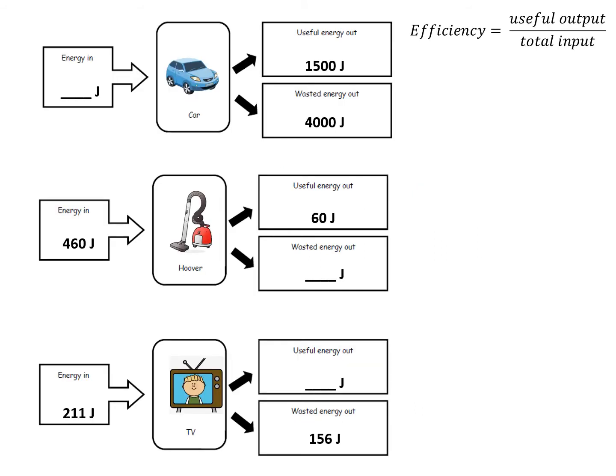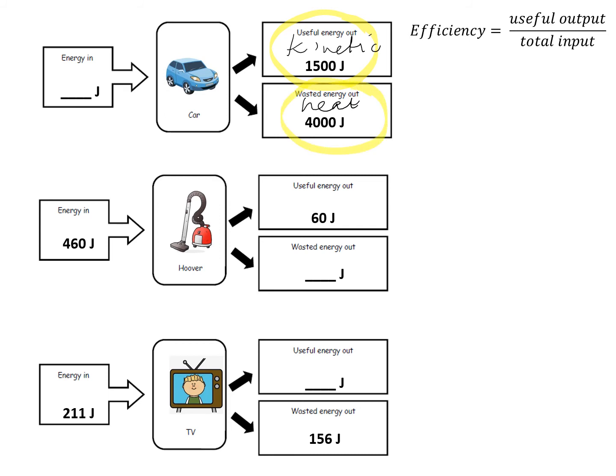Okay, let's consider the energy changes taking place in each of these situations and then work out the efficiency. So let's get my pen. We've got a car at the top here. We've got 1,500 of useful energy output. Now that must be kinetic energy, mustn't it? Because the car moves, a useful car does anyway. The wasted energy output of a car, well, the engine gets very hot, so that will be heat. And according to this, it's 4,000 joules.